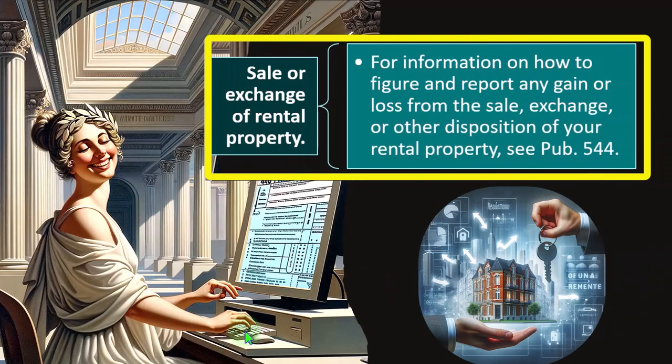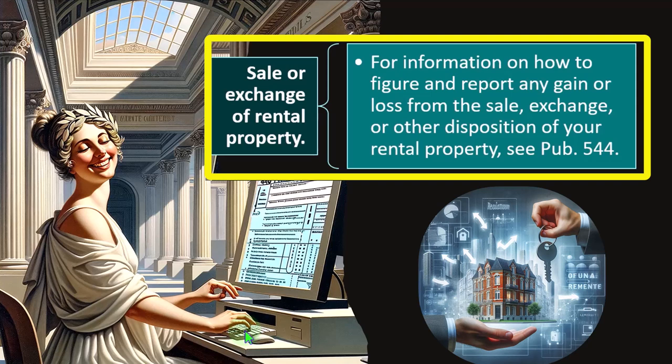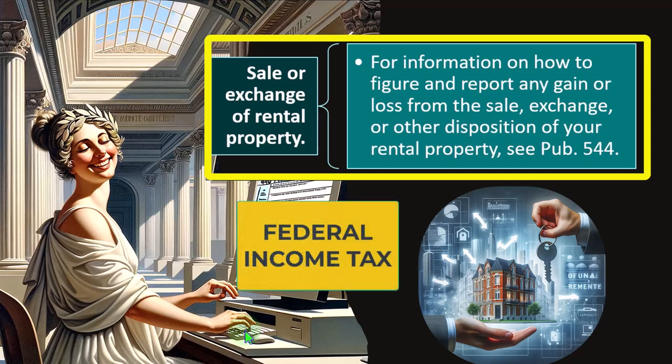Sale or exchange of rental property. So for information on how to figure and report any gain or loss from the sale, exchange, or other disposition of your rental property, see publication 544. So when you sell the rental property, then you're going to have a situation of possibly a gain. Now notice, if you have a home, like a house, if it's your personal residence, then when you sell the property, you might get this massive exclusion because it was your primary residence. And therefore, you can have a pretty large gain that might get kind of wiped out for federal income tax purposes because of that exclusion.